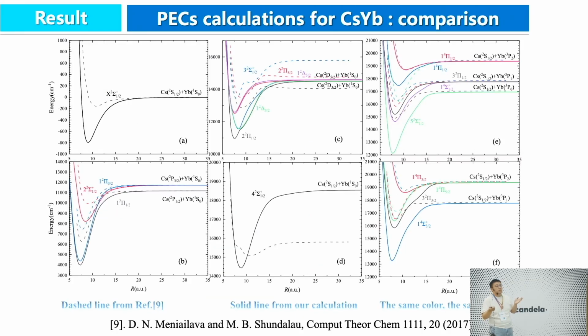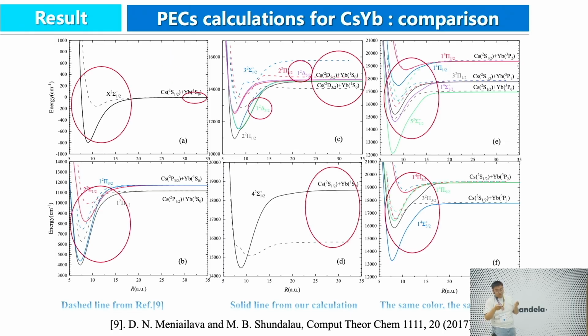So what's the next step? There is already some previously published reference, and we want to do a comparison. The dashed line is from their reference, and the solid line is our calculation result, and the same color in the same figures means the same state. What we found is that, for the ground state and cesium in the 6p state, the well depth is very different. You can see a huge difference here. Also in this reference, they do a fitting using a C3 coefficient, which is wrong for cesium ytterbium. It should be second-order dipole-dipole interactions.